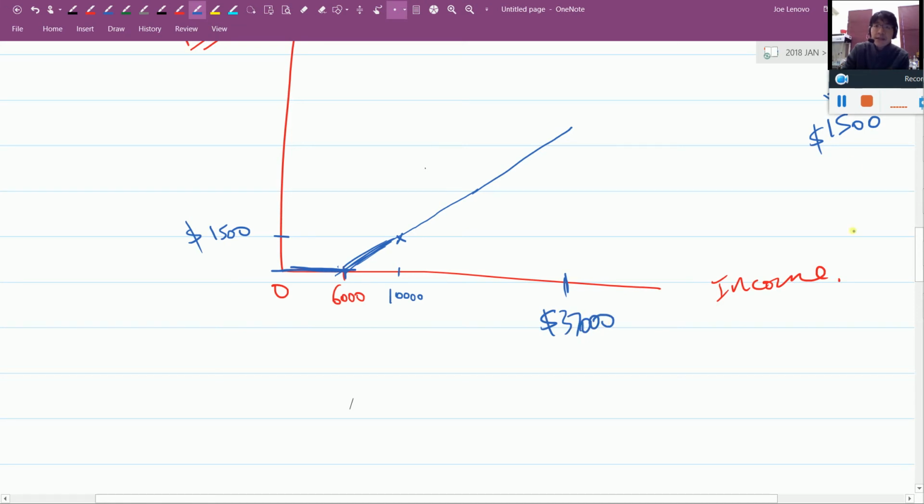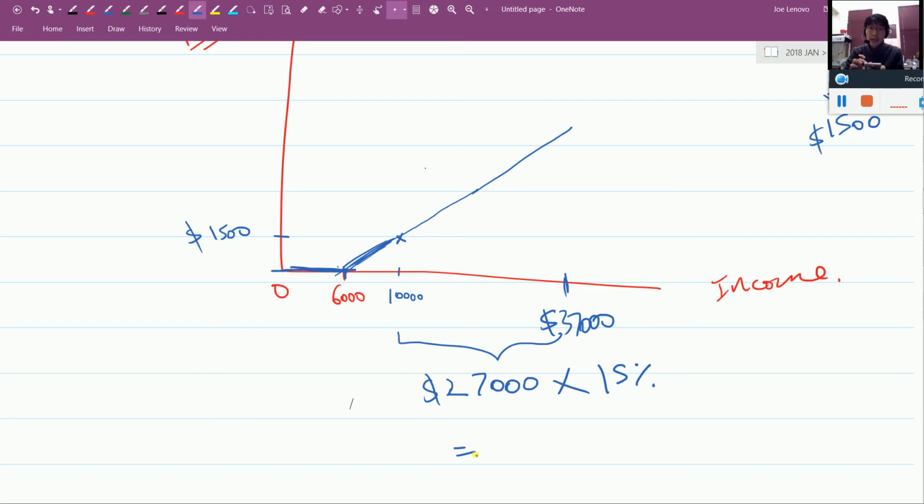Up to $37,000, how much tax do you need to pay? Between 10,000 and 37,000, the gap would be 27,000. The percentage is 15%, not divided by. If we times it by 15%, 27,000 times 0.15 is $4,050. So up to this point, you have $4,050 as the tax amount.